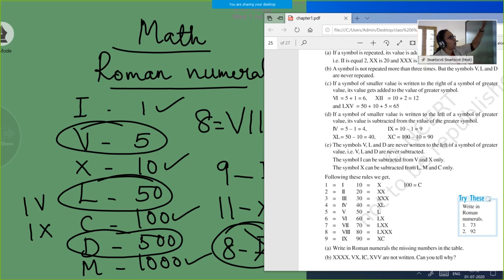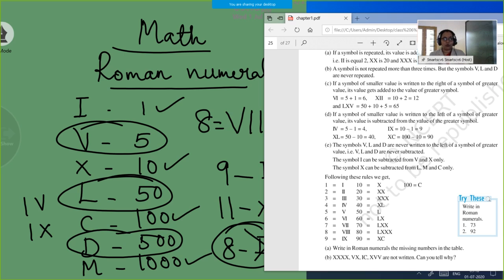Okay. Now underline these points A, B, C, D and E, which will come as true or false. So understand the meaning of that. No need of learning the exact sentence. Try to understand the point. V, L and D: what do they mean? They are never repeated. They are never used for subtraction. That is very important. Remember that.